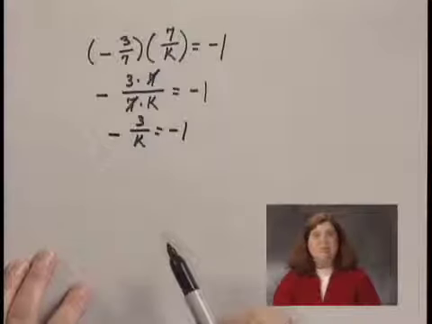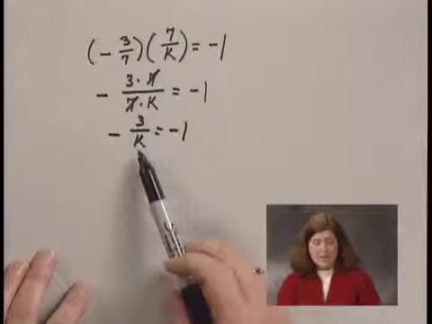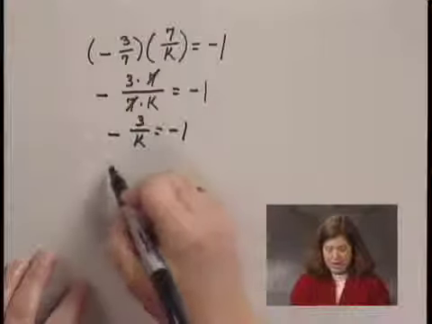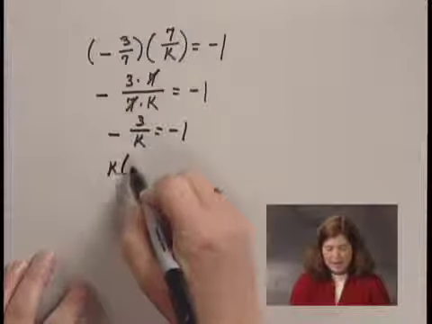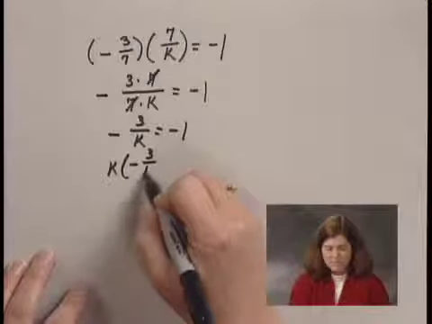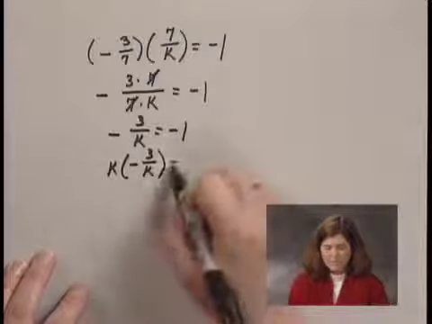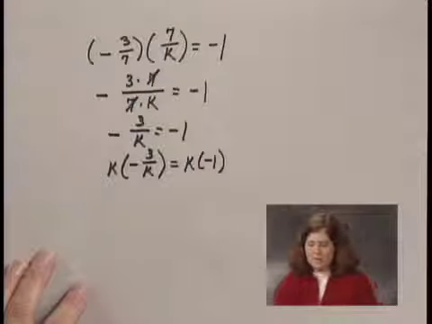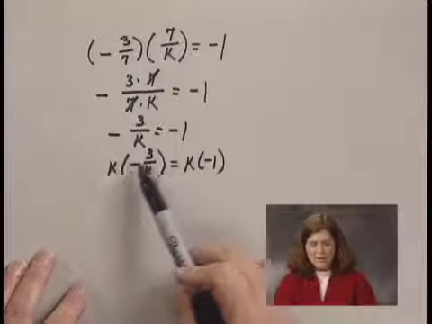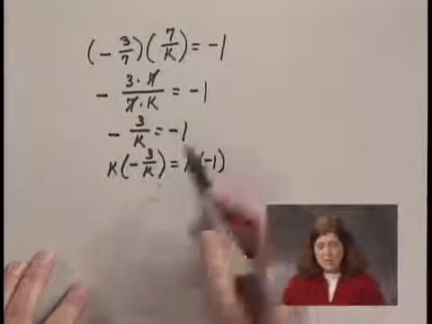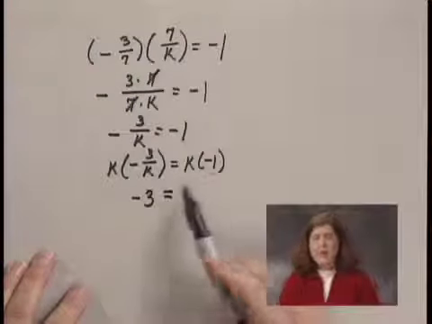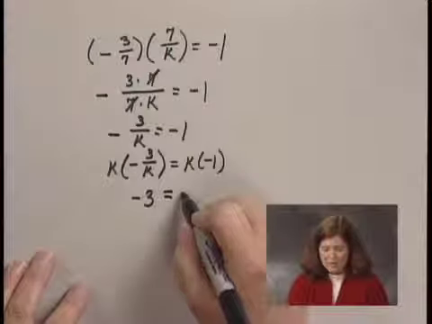Now, if I multiply both sides by k at this point, I will no longer have a k in the denominator. So I'll multiply this side by k and this side by k, and I'll have k times negative 3 divided by k, which will just give me negative 3, equals k times negative 1, which is the opposite of k.